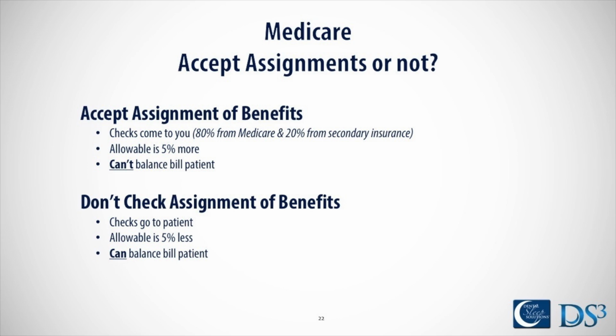There's a little box called Accept Assignment of Benefits on the 1500 form, and once you're a non-participating provider, if you don't check that box, then you are basically a non-participating provider on that particular patient. The checks are going to go to the patient, and you can bill the patient whatever your normal fee is. If you decide you want to help that patient out, for whatever reason, and they can't afford any out-of-pocket, you can accept assignment of benefits. Now the checks are going to come to you, and at the same time, you cannot balance bill the patient. So by becoming a non-participating Medicare provider, you can go back and forth between being participating and non-participating.